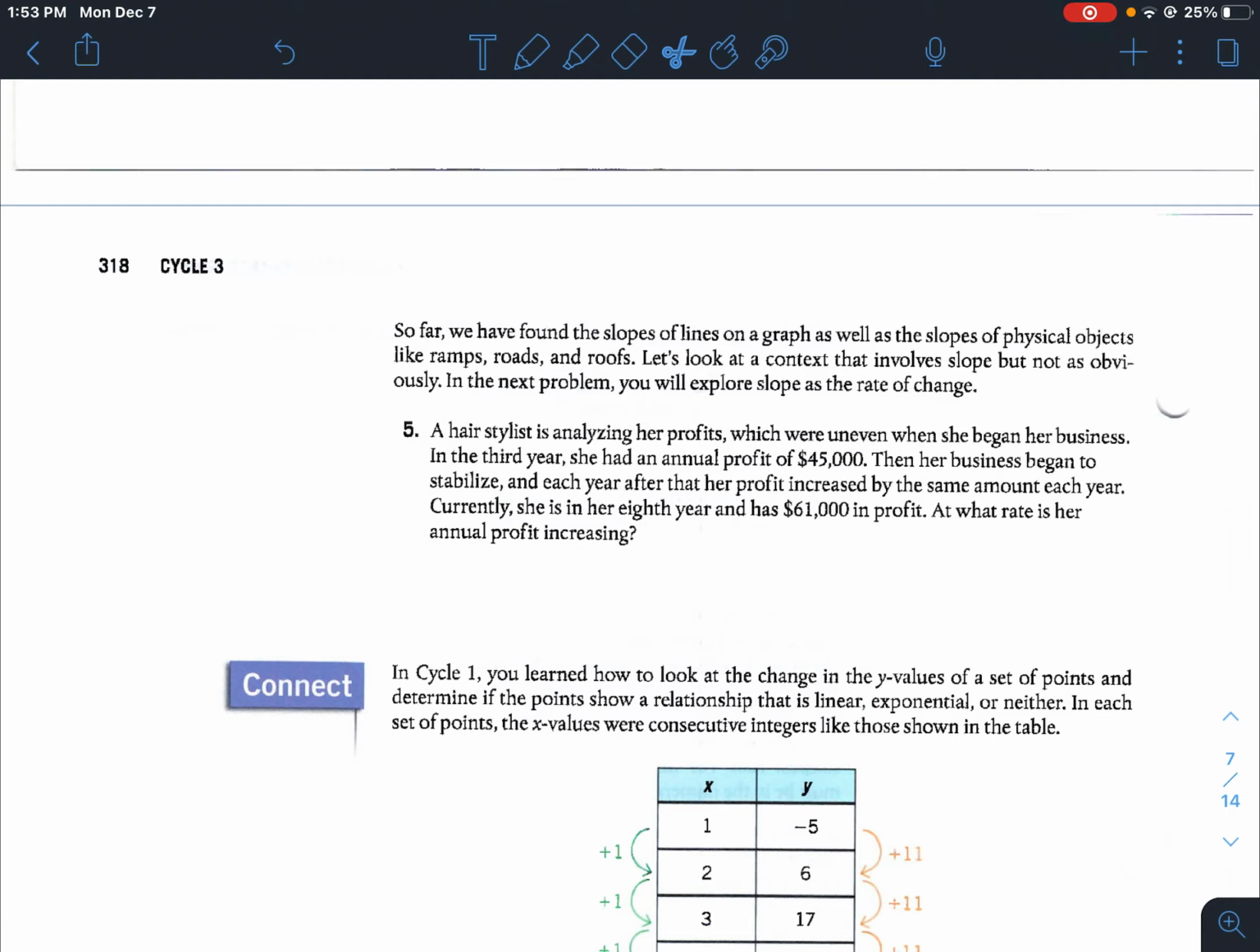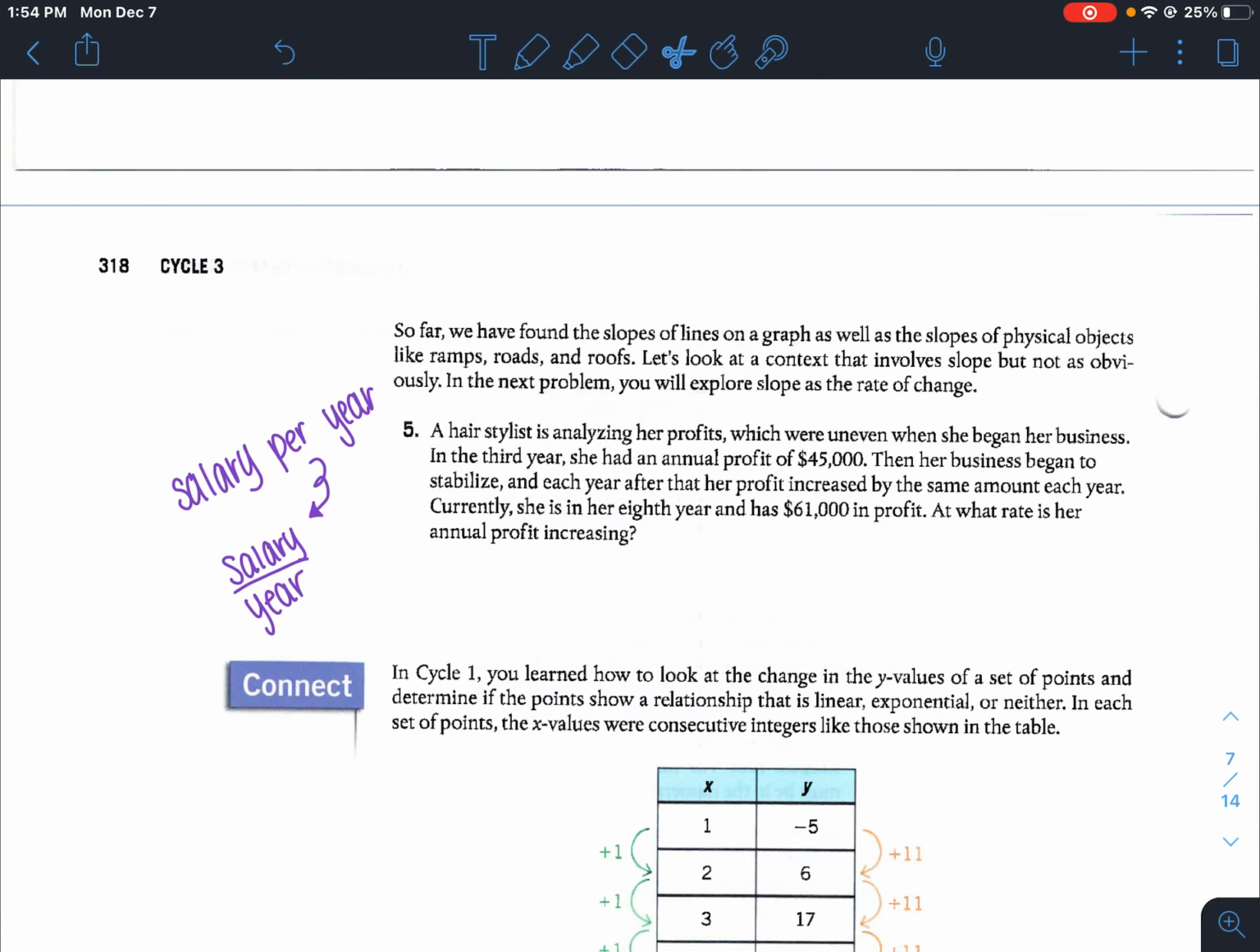So number 5, a hairstylist is analyzing her profits, which were uneven when she began her business. In the 3rd year, her profit was $54,000. Then her business began to stabilize, and each year after, her profit increased by the same amount each year. Currently, she's in her 8th year and has $61,000 in profits. What was her rate of annual profit? At what rate is her annual profit increasing?